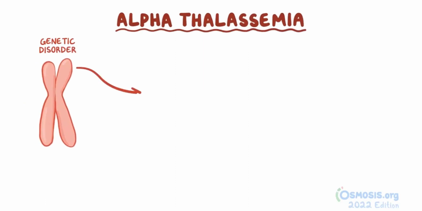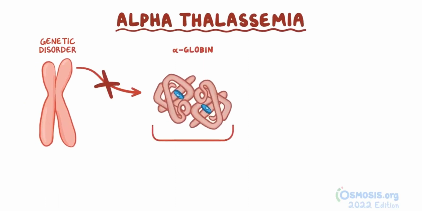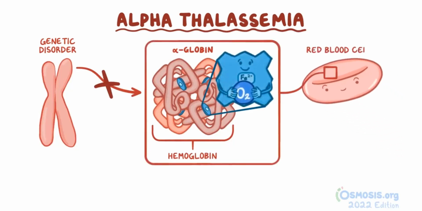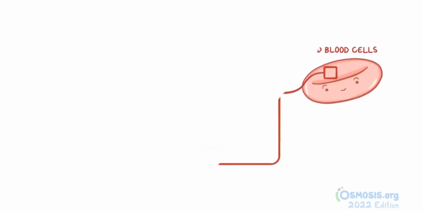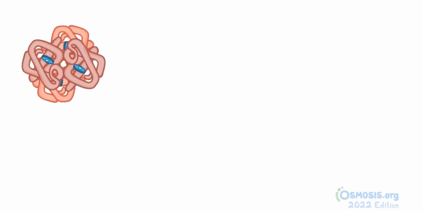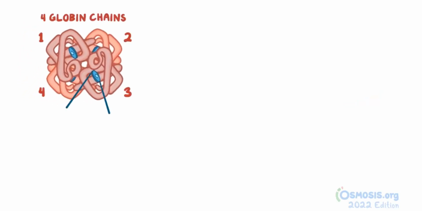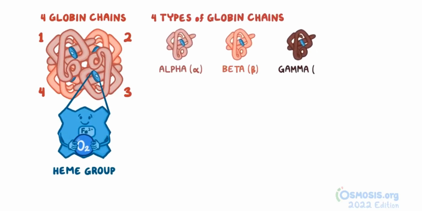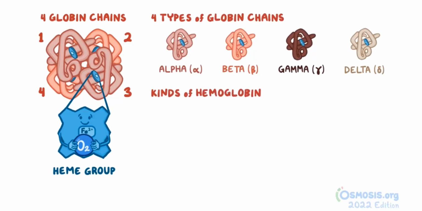Alpha thalassemia is a genetic disorder where there's a deficiency in the production of the alpha globin chains of hemoglobin, which is the oxygen-carrying protein in red blood cells. Normally, hemoglobin is made up of 4 globin chains, each bound to a heme group. There are 4 major types of globin chains: alpha, beta, gamma, and delta. These 4 globin chains combine in different ways to give rise to different kinds of hemoglobin.